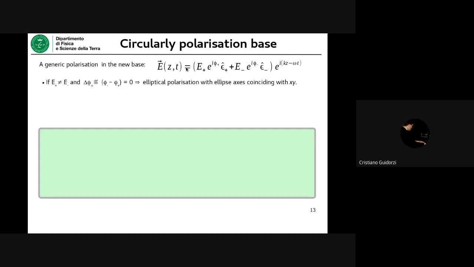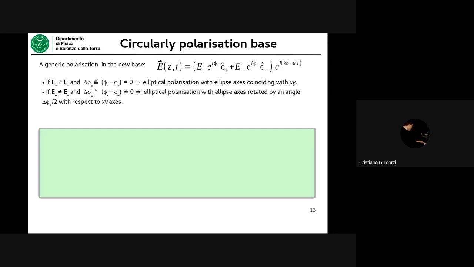There are, again, special cases here. So, for example, if the two amplitudes are not equal, but they have the same phase, so the relative phase delta phi plus minus is just 0, then you have an elliptical polarization whose axes coincide with the x and y axes. And if you think for a moment, you can easily recover that.